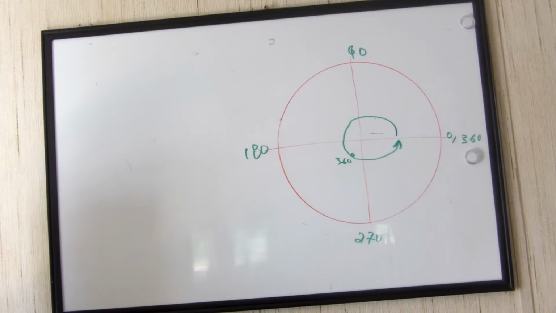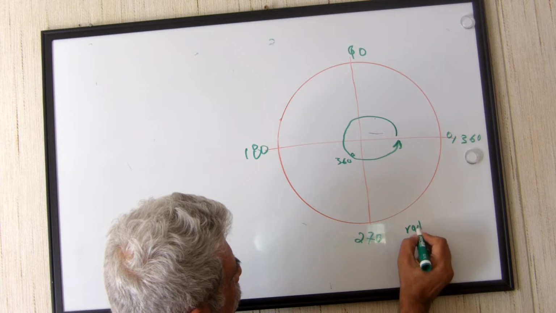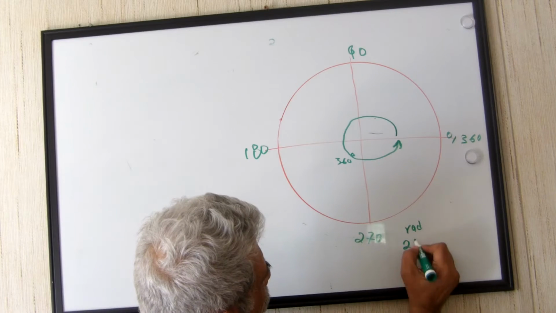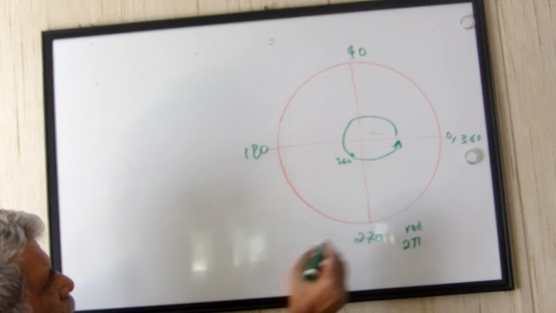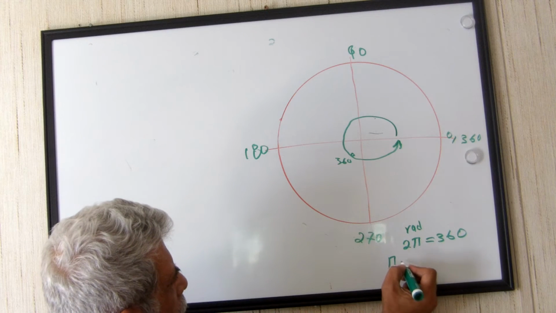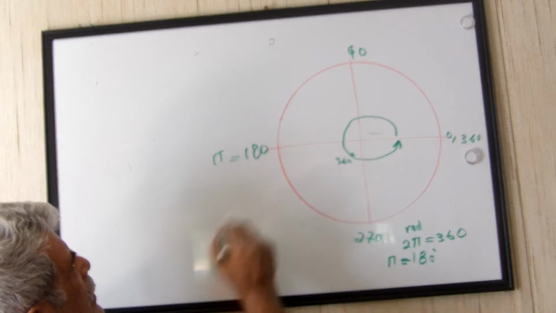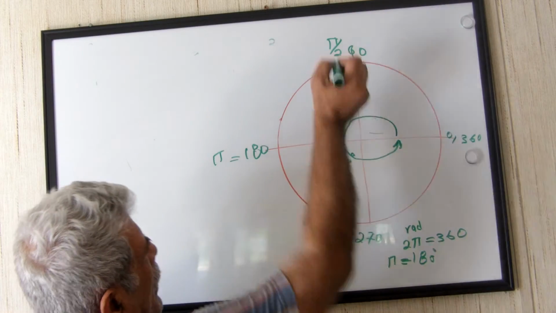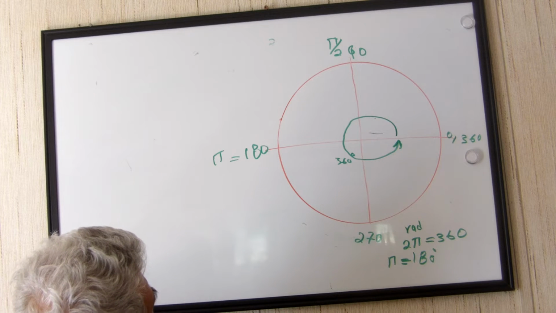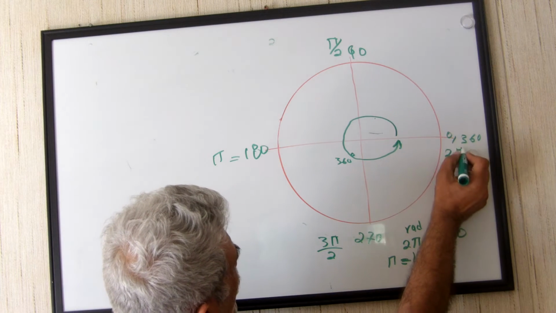We talk about the radian too, and soon we will talk about the radian. The whole thing is 2 pi, which is equal to 360. So each pi is equal to 180 degrees. Means you can write here pi, this is pi over 2, and we are going to talk about converting those to 3 pi over 2, and this is 2 pi.